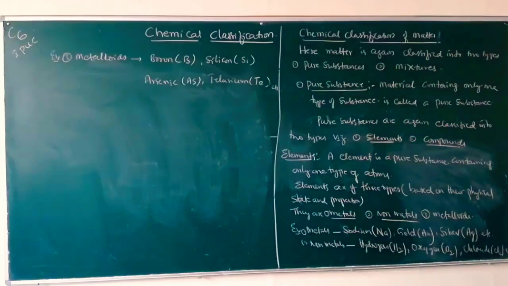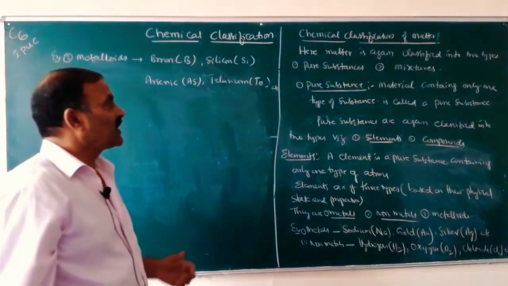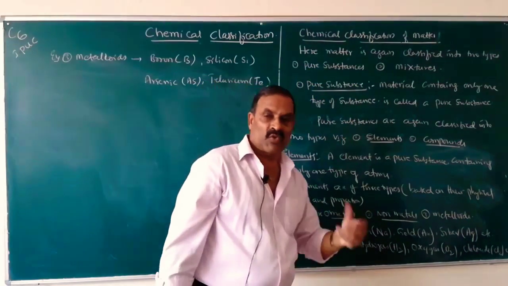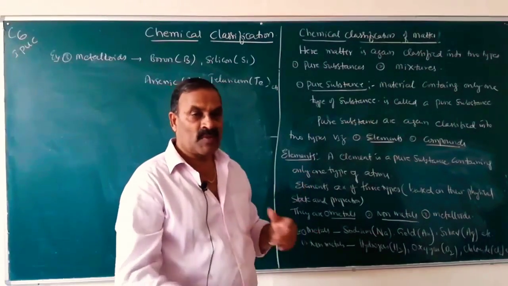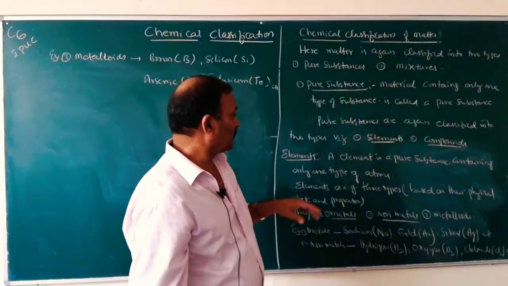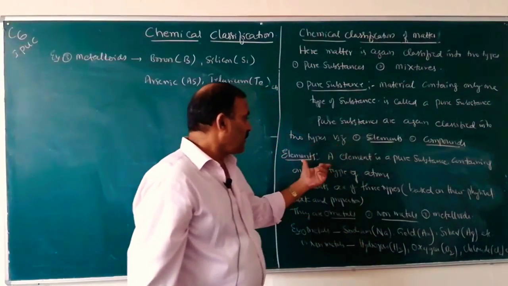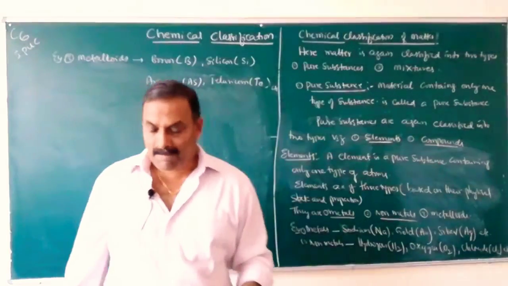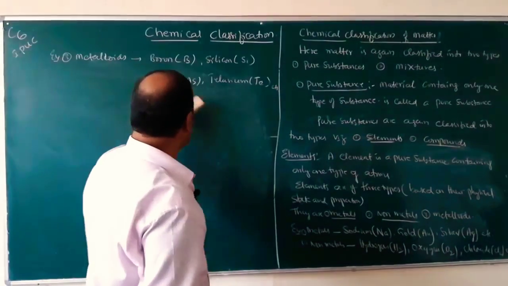So now, what we were discussing: pure substances and mixtures. Chemical classification. In chemical classification, we classified matter into two types: pure substances and mixtures. What is a pure substance? Material consisting of only one type of substance. The components of pure substances cannot be separated by physical methods and they have a definite composition. I will tell you the difference between pure substances and mixtures later on. Again, pure substances are classified into two types: elements and compounds. An element is a pure substance containing only one type of atoms. Elements are again three types: metals, non-metals and metalloids, based on their physical state and chemical properties.